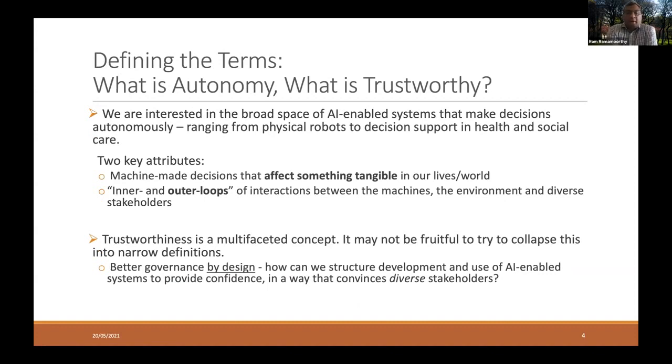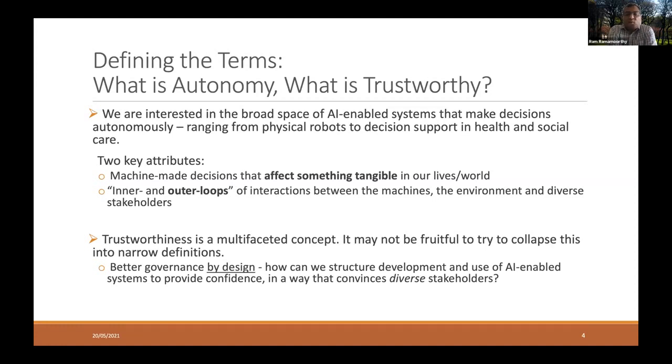So whenever we talk about terms like autonomy and trust, it's worth pinning down what exactly we mean, because it's like the proverbial elephant where everybody thinks of a different aspect of it. So to us, the point worth emphasizing is that autonomous systems are AI-based systems, or in some form automated systems, that are affecting something tangible in the real world. And what is perhaps unique in the way we are thinking about it is that we are not just interested in the inner loop of the system, but also the outer loop of how the system comes to be developed and how it comes to be used.